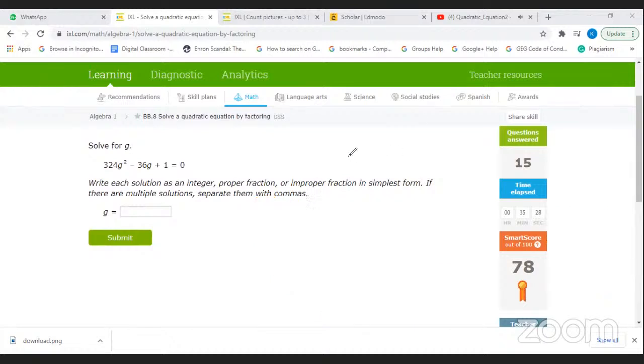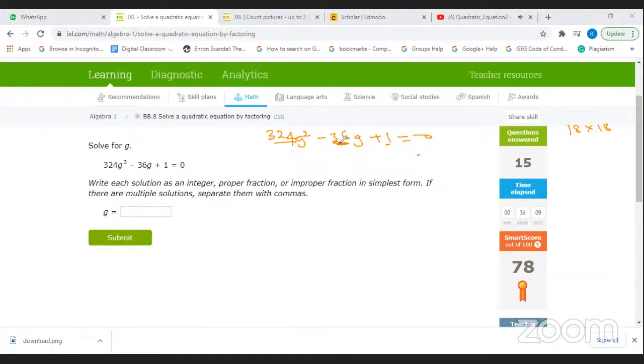Okay, so this question too, they said solve 324g squared minus 36g plus 1 equals 0. If you don't know anything, at least you know that 18 squared will give us 324. 18 times 18. So I can easily split this one because this is 324 times 1. So 18 times 18 will give us 324.